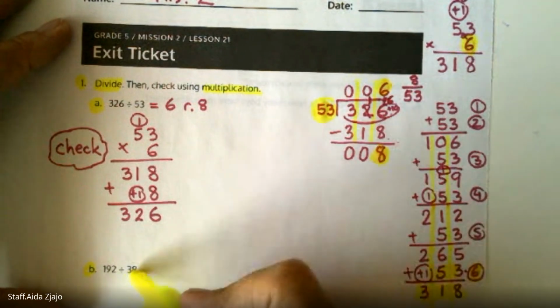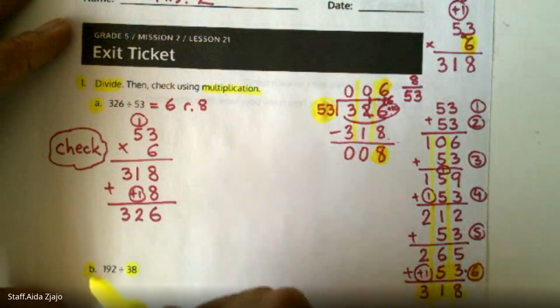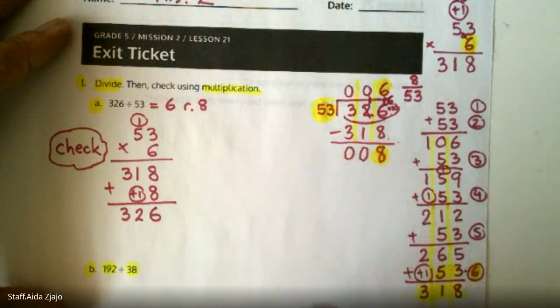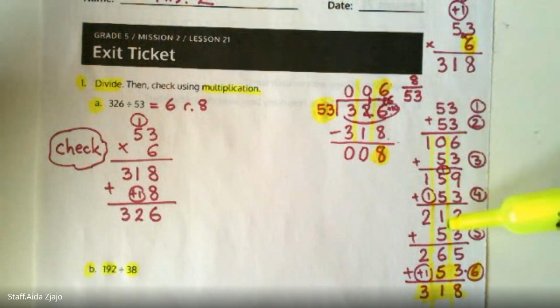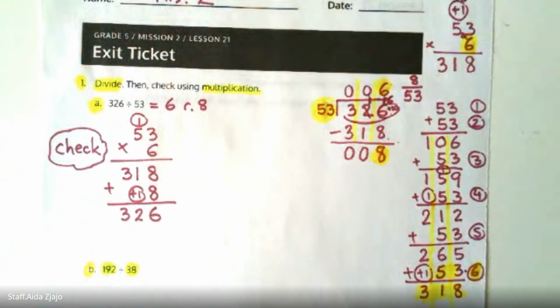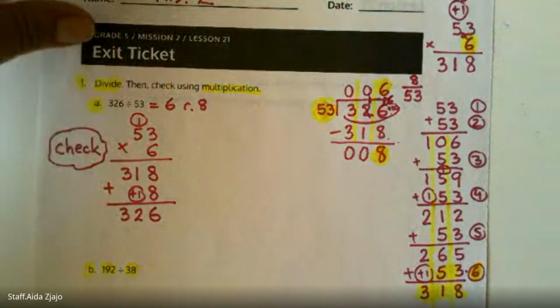You can think how many groups of 38 are in 192. So even if you don't do this at all, you can just use this strategy to see how many groups of 38 are in the 192.